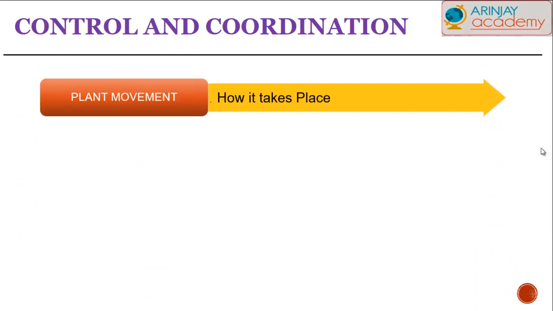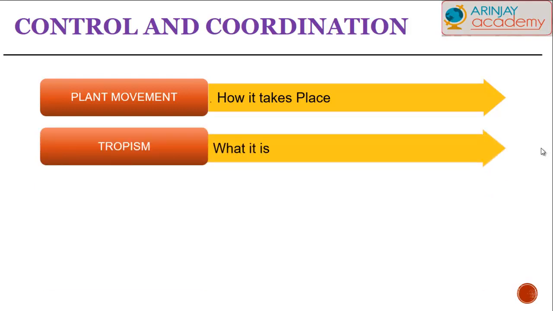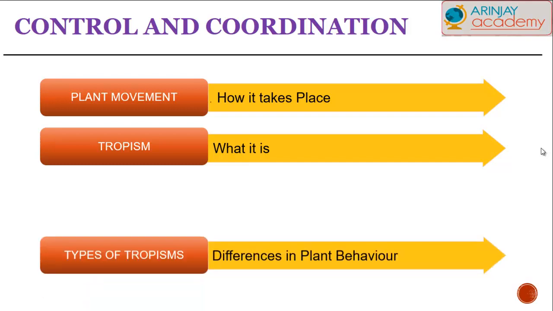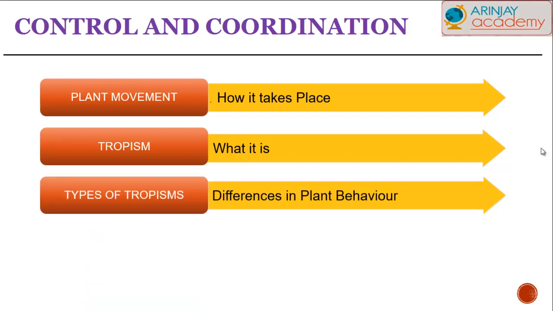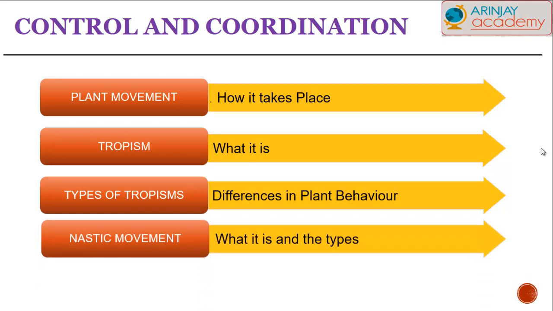Let's have a look at the various topics we intend to look at. Plant movement, how it takes place. We will be looking at what we refer to as tropism. What is tropism? What kinds of tropisms are there? How do they take place? Why are they important? And of course, what do we mean by nastic movement within plants and how or why it takes place?